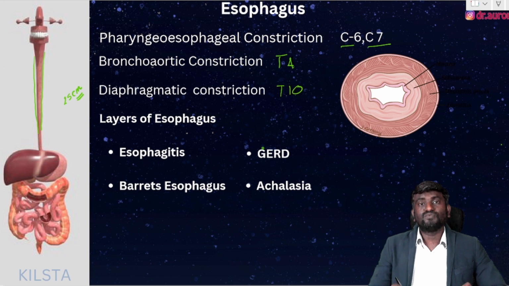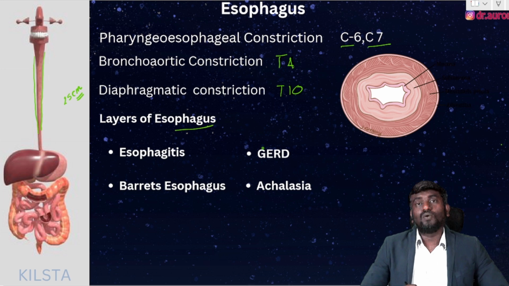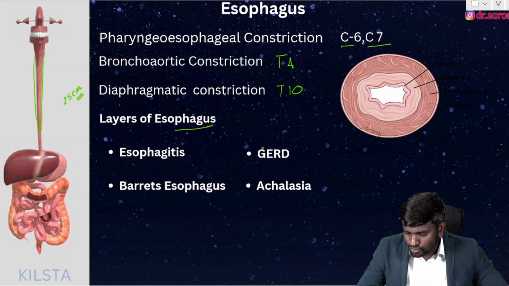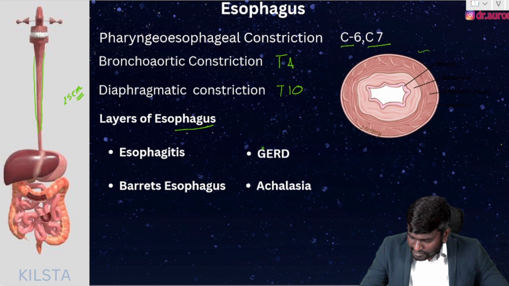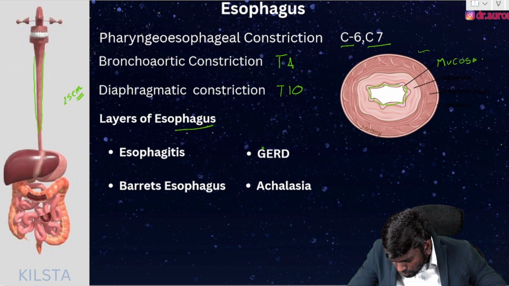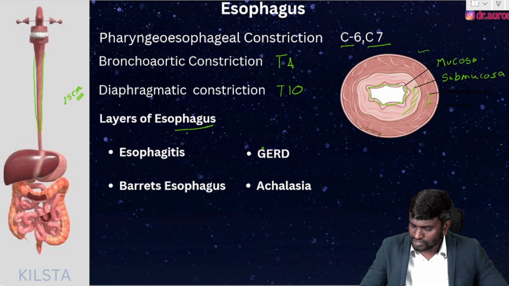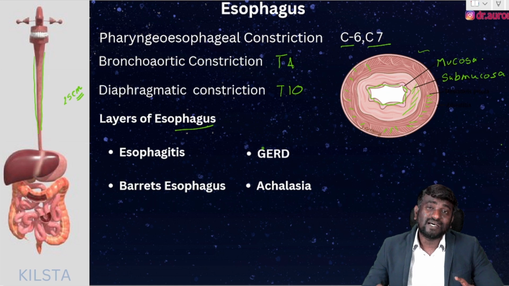It is very important to also know the layers of esophagus. Now, this image will help us to know all the layers of esophagus. This inner layer here is going to be called mucosa. And this one, if you see here, is going to be submucosa. And this region right over here is going to be muscularis propria.